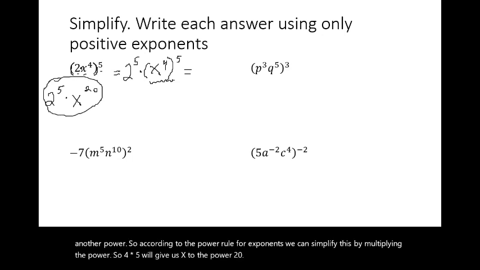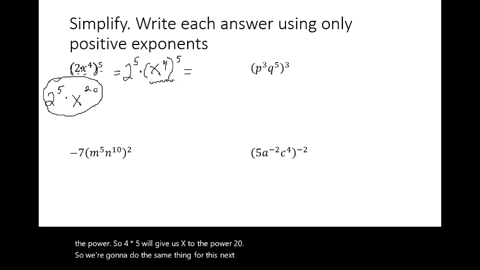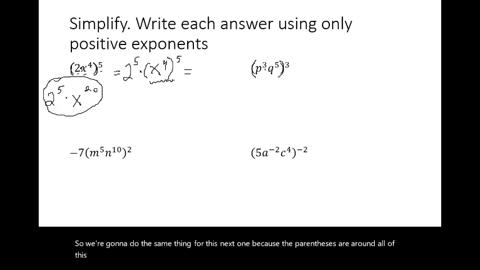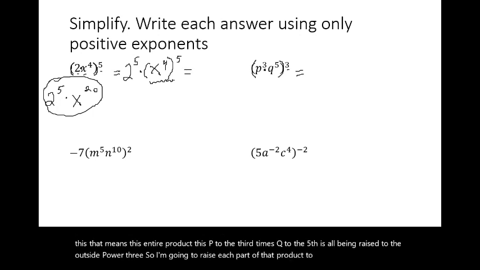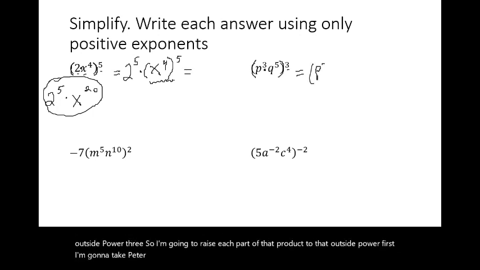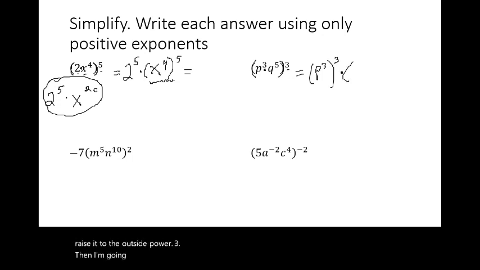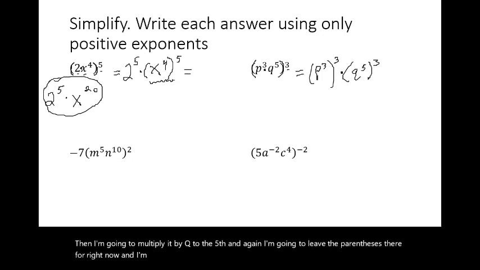So we're going to do the same thing for this next one. Because the parentheses are around all of this, that means this entire product, this p to the 3rd times q to the 5th, is all being raised to the outside power 3. So I'm going to raise each part of that product to that outside power first. So I'm going to take p to the 3rd, I'm going to leave parentheses around it for now, and I'm going to raise it to the outside power 3. Then I'm going to multiply it by q to the 5th, and again I'm going to leave the parentheses there for right now, and I'm going to raise it to the outside power 3.